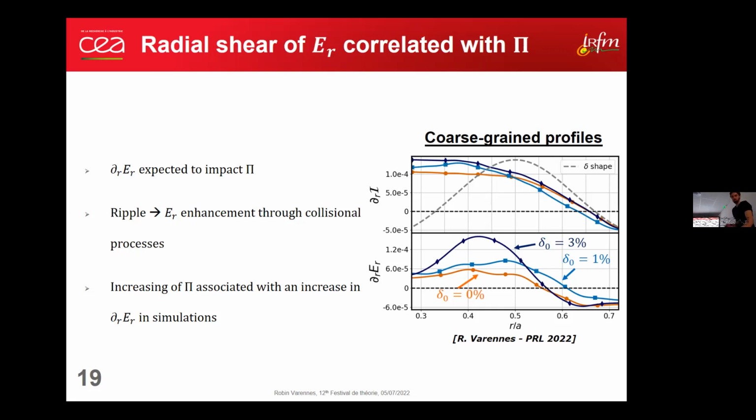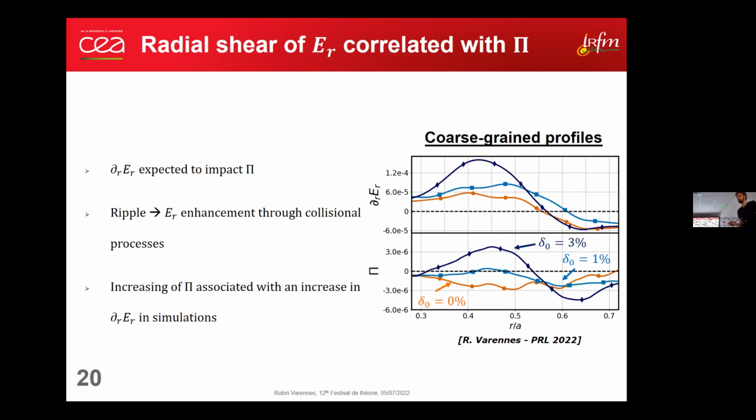And this was associated with an increase in the toroidal Reynolds stress. So you can clearly see the correlation here between those cases. So we can see that there is a strong modification of the toroidal Reynolds stress due to the ripple amplitude, and it is strongly correlated with the radial electric field.